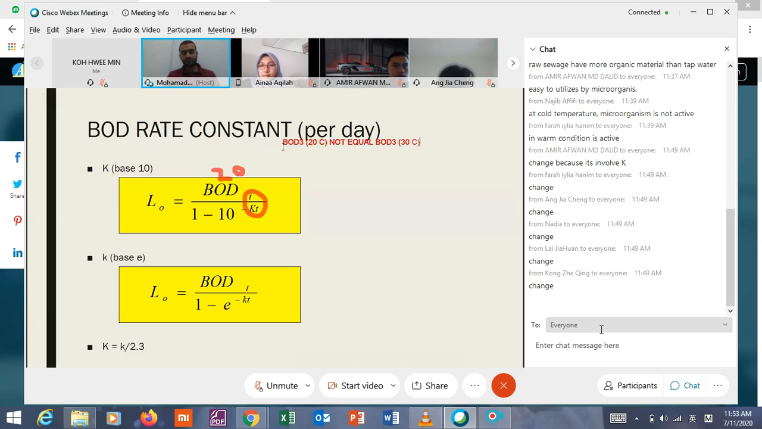So the same goes for the L naught. L naught is something related to the wastewater, the type of the wastewater, not related to temperature. What will change with temperature is the BOD, not the L naught. The L naught, the maximum level, is the same.